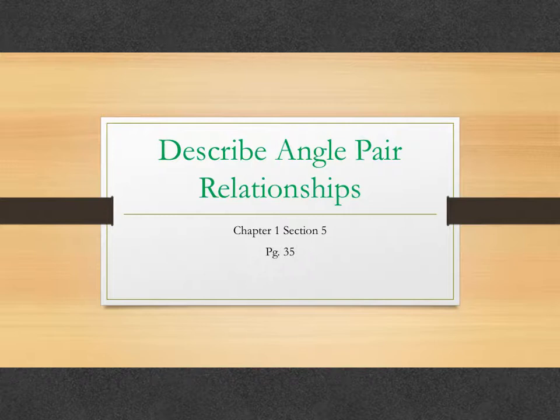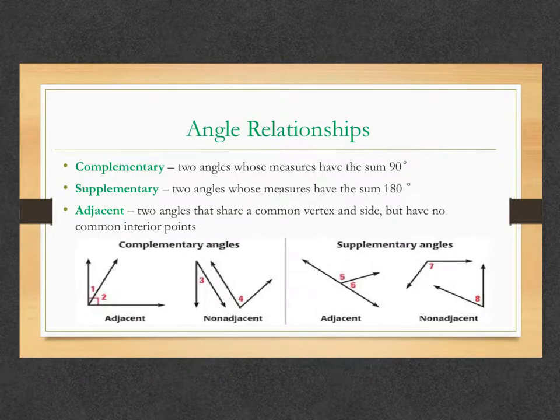1.5, it says describe angle pair relationships. So we're going to go a step further now that we know what angles are. We've classified the angles. We talked about the angle addition postulate. We talked about a bisector. We're going to learn some additional angle pair relationships. Okay? The first are these, which hopefully are very familiar.